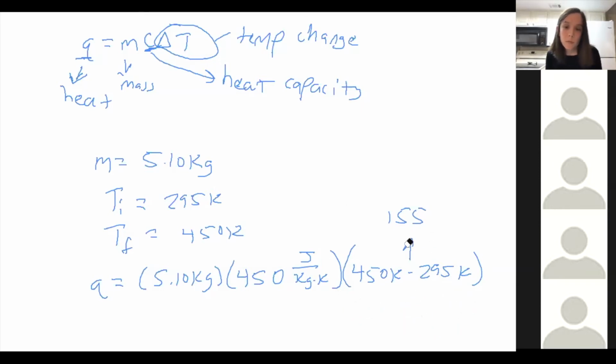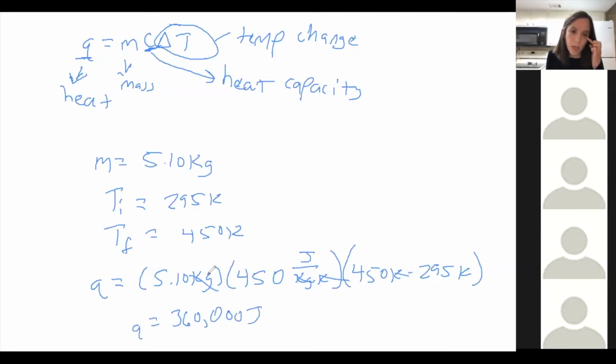Okay, so at this point, we can just multiply this out and we'll get the answer for energy. So kilograms will cancel out, Kelvin will cancel out, and we would get 360,000 joules of energy. So that's what Q equals.